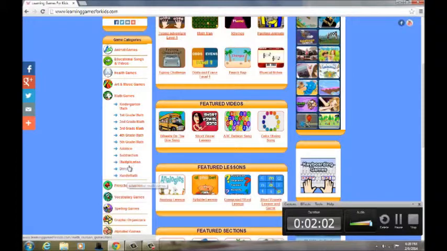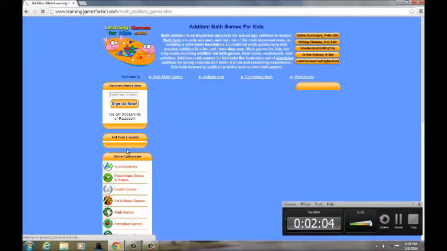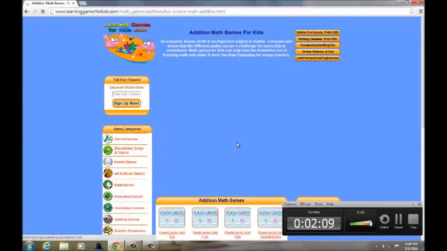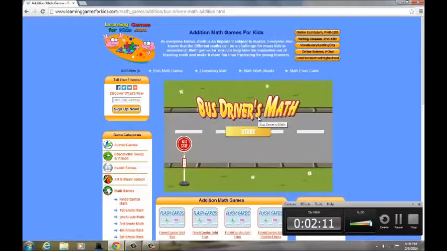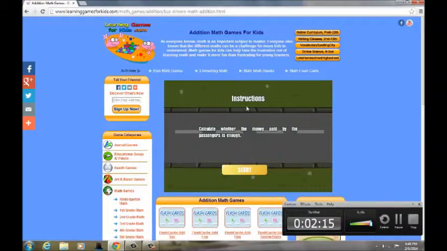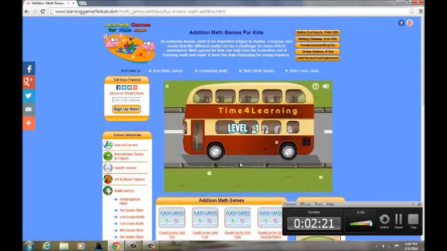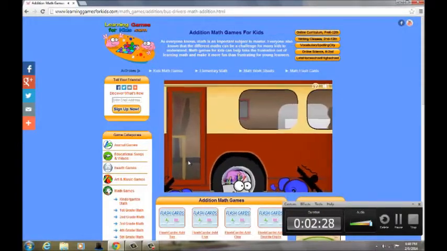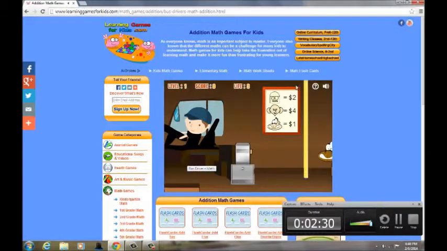But for this purpose, since we don't have a lot of time, we're only going to go over addition math games for kids. And I found 3 really nice games. One of these games was called Bus Driver's Math. The instructions are: calculate whether the money paid by the passengers is enough, and then you just press start, of course. The graphics are decent for being free, so can't really complain there.